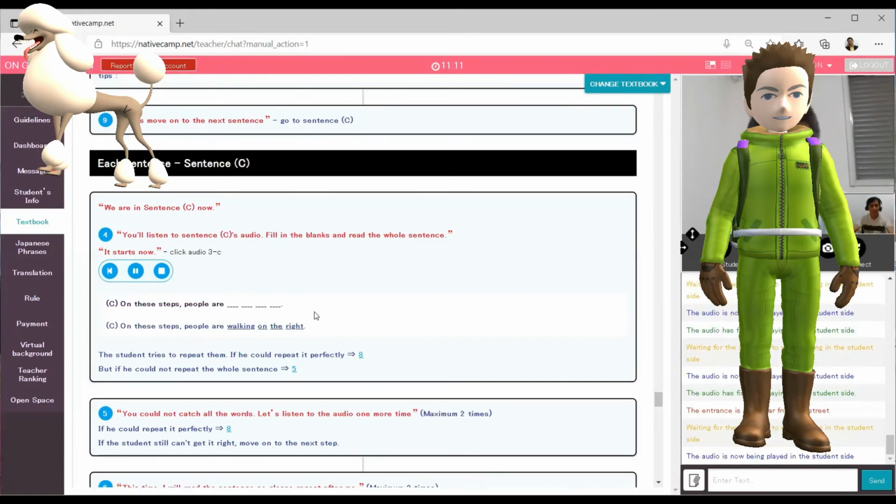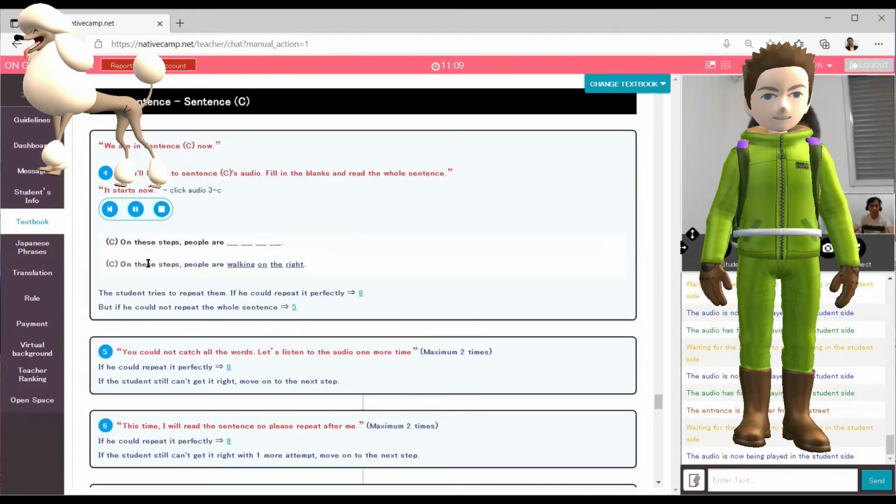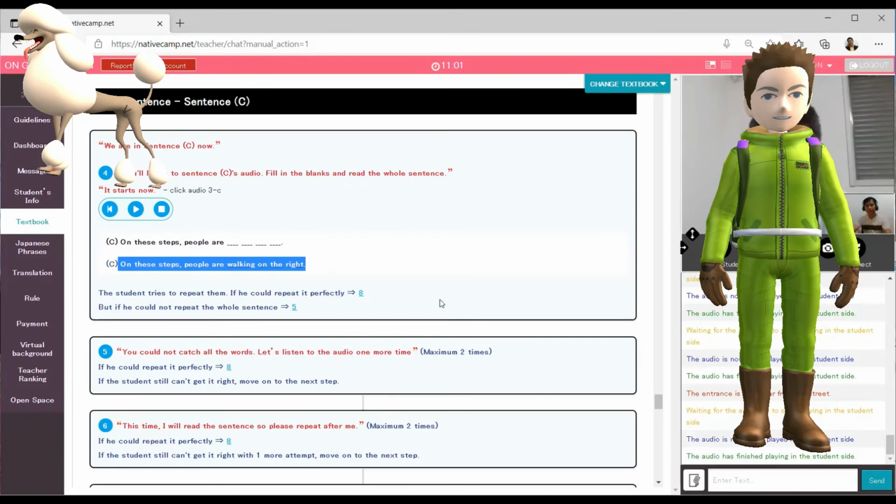C. On these steps, people are walking on the right. On these steps, people are walking on the steps. Not on the steps. Steps. Walking. Do you want to listen one more time? Yes, please, one more time.